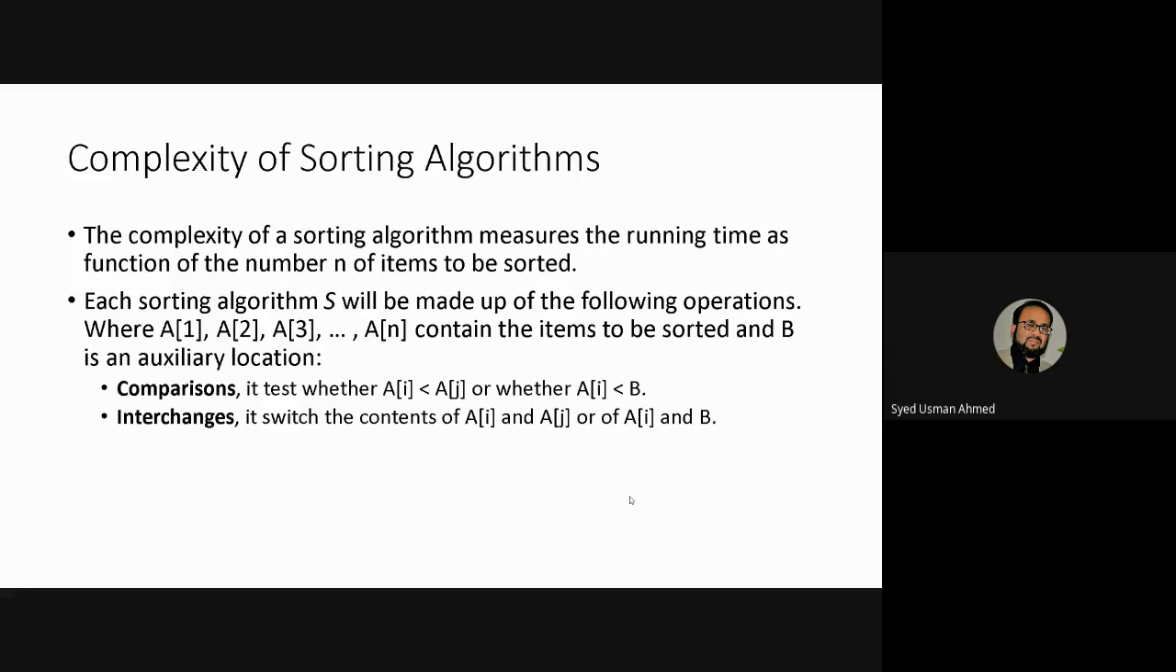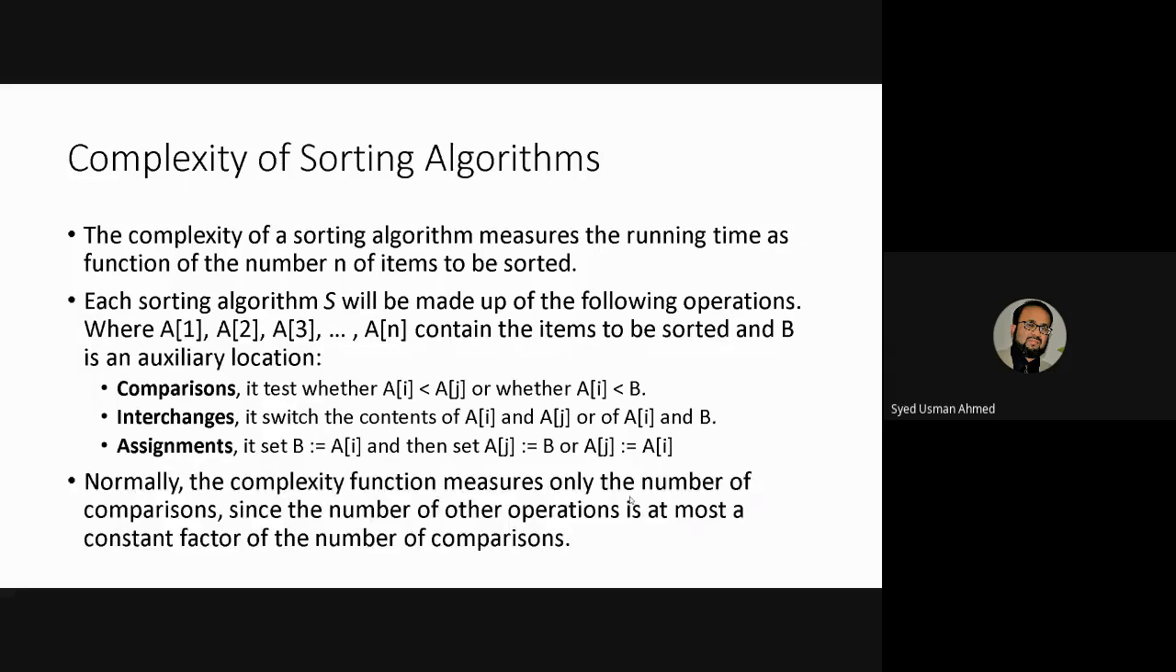The third operation is assignments. It sets the value of B to an index value like AI and then sets AJ to B, or AJ to AI. We have seen such swapping or assignment operations in our example of swapping two numbers that we have already done and you must have done in your C labs. So we use these three types of operations while we implement the concept of sorting.